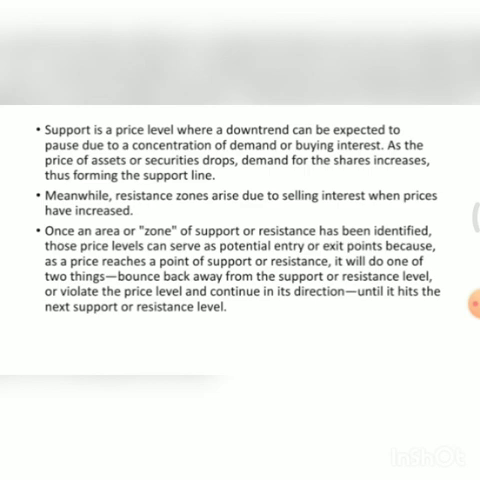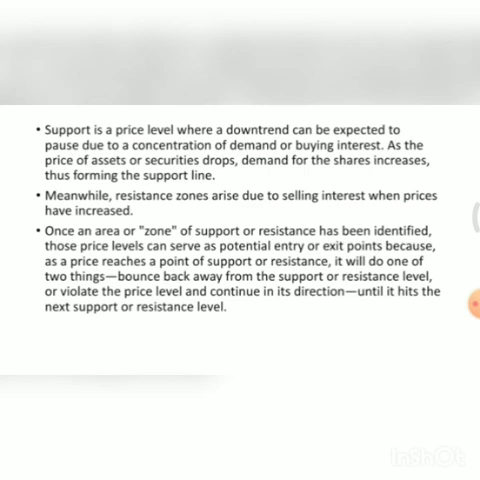Once an area or zone of support or resistance has been identified, those price levels can serve as potential entry or exit points, because as the price reaches a point of support or resistance, it will do one of two things: bounce back away from the support or resistance level, or violate the price level and continue in its direction until it hits the next support or resistance level.